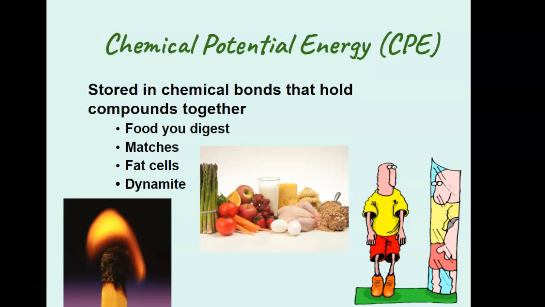Matches are another example of chemical potential energy that is stored inside of them. When you light a match, that energy is released in several different forms, which we'll talk about a little later. Or how about fat cells in someone's body? That fat, as you continue to go without eating, breaks down and releases energy for your body to use.